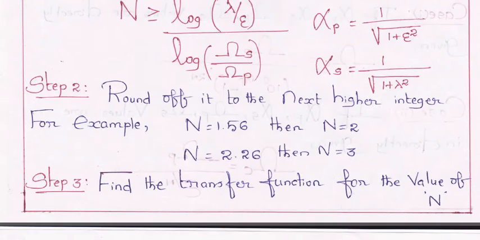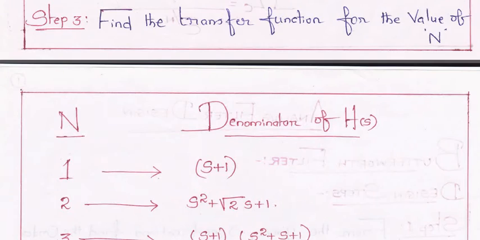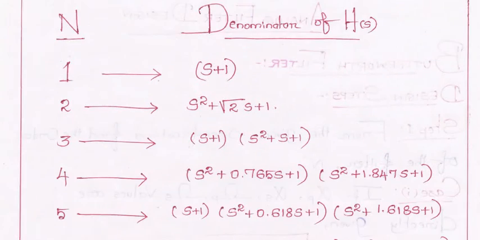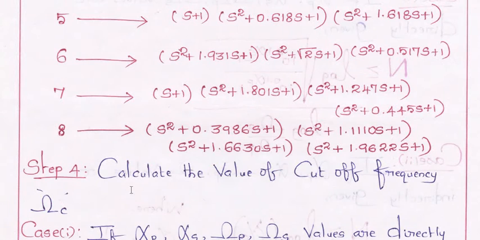Step 3, find the transfer function for the given value of n. Here n represents the number of values in the denominator, and based upon those n values you have to use this denominator. For n equal to 1 it is s plus 1. For order n equal to 2 it is s square plus square root of 2 s plus 1. Likewise, you have to use this for order n equal to 8.